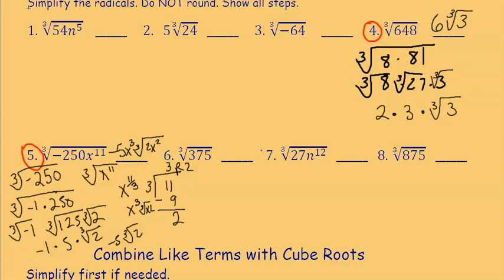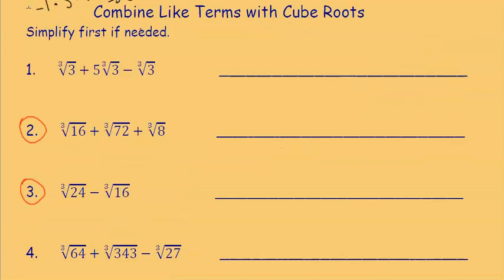Try the rest of the questions on this page. Check your work. Move on to the next page. Page 31. Combine like terms with cube roots. Simplify first if needed. On number 2, let's go ahead and change the middle term. So scratch out the cube root of 72 and put cube root of 250.